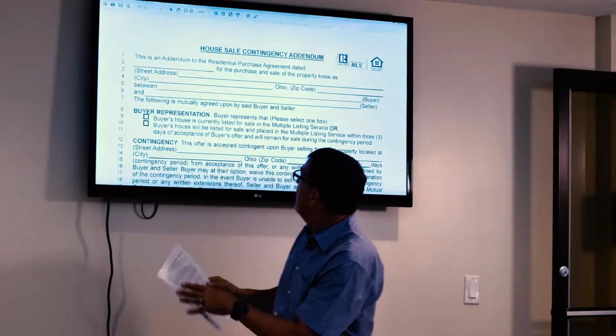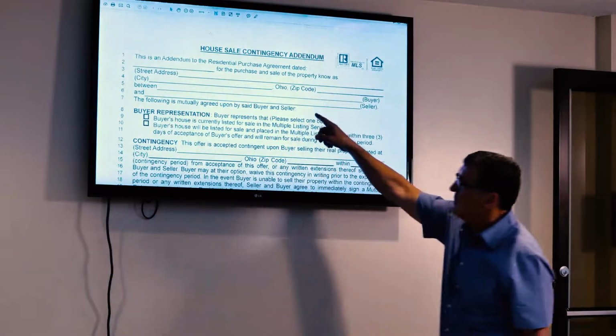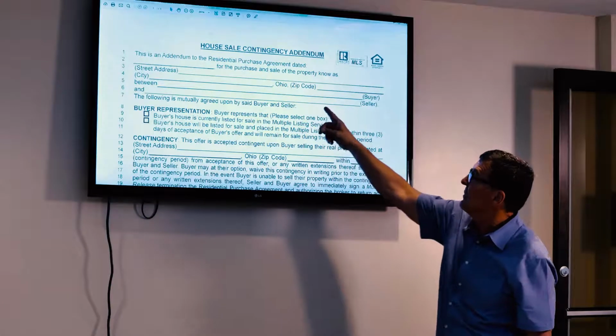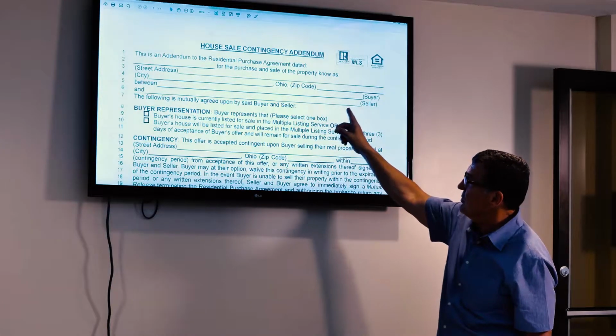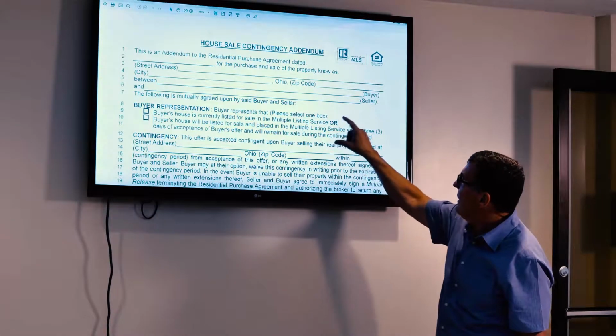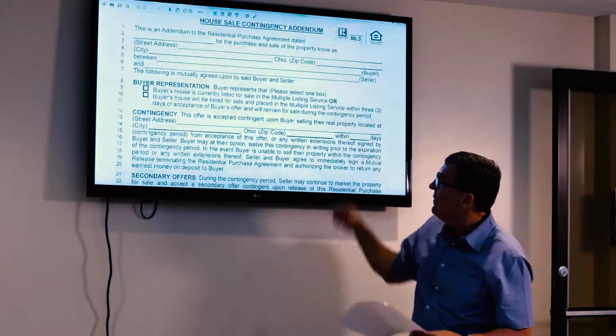So here's what we got. The contingency, the house sale contingency form, you got it up there? Okay. So the top portion you just fill out with the address and everything, the house that they're purchasing, that kind of thing. Then we come down to this portion here, okay?